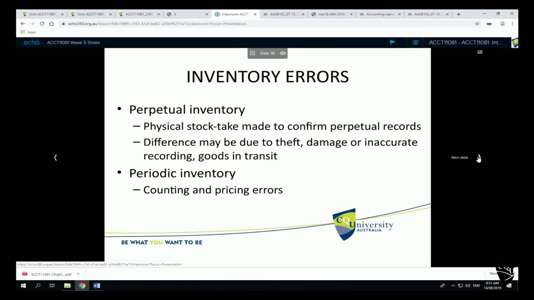All right, a quick note on inventory errors. Okay, so everyone makes mistakes. And if you've ever been involved with a stock take or any sort of inventory management, you'll know that errors are made in the real world. In a perpetual system, we do a stock take to check the balance of our electronic records. Differences might be due to errors made, such as inaccurate recording or user entry error, or due to other things like theft, damage, or obsolescence of goods in transit. So we have to make adjustment for these in our electronic records.